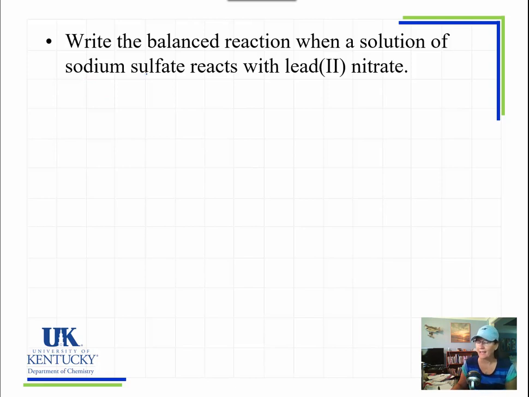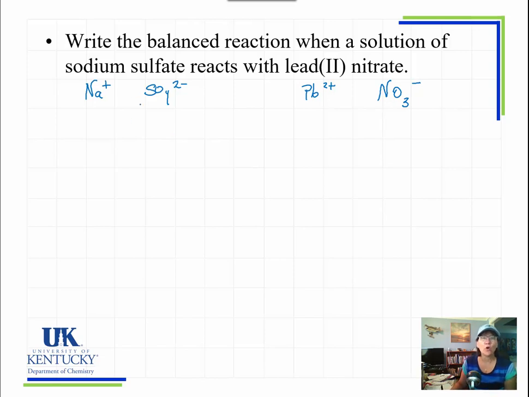So I gave you the reactants, but I didn't give you their formulas. To come up with the formulas, you have to know their charges. So this is kind of a review of nomenclature. Sodium, if we look at a periodic table, we know it has a +1 charge. Sulfate has to be memorized. It's SO4 with a 2- charge. The Roman numeral 2 after the lead tells you that lead has a 2+ charge. And again, memorizing tells you that nitrate has an NO3 with a -1 charge.